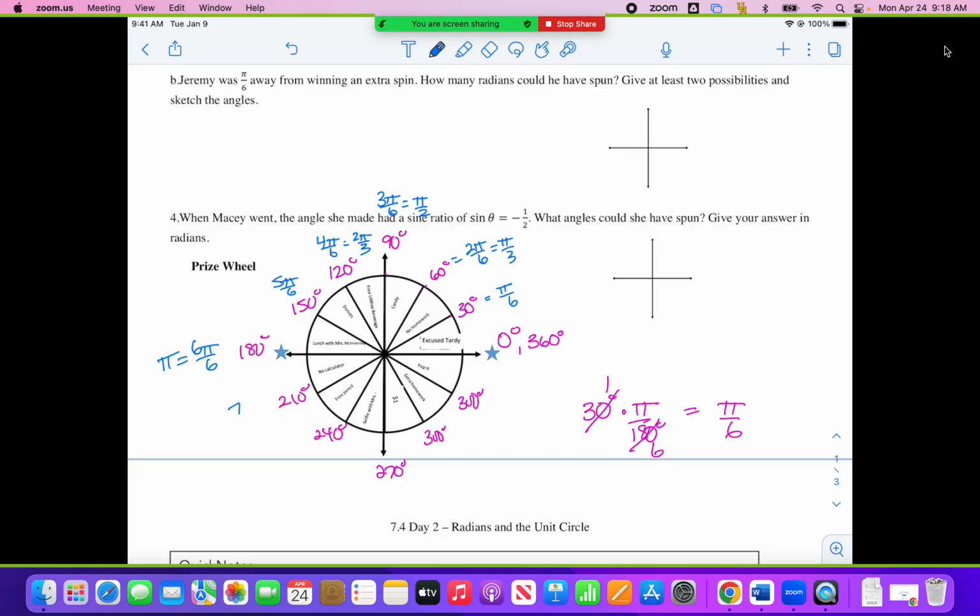All right, so 210 is 7 pi over 6. This one's 8 pi over 6, which reduces to 4 pi over 3. 9 pi over 6, which is 3 pi over 2. 10 pi over 6 is 5 pi over 3. 11 pi over 6. Then 12 pi over 6 is 2 pi. So do you see how I just went around with pi over 6?